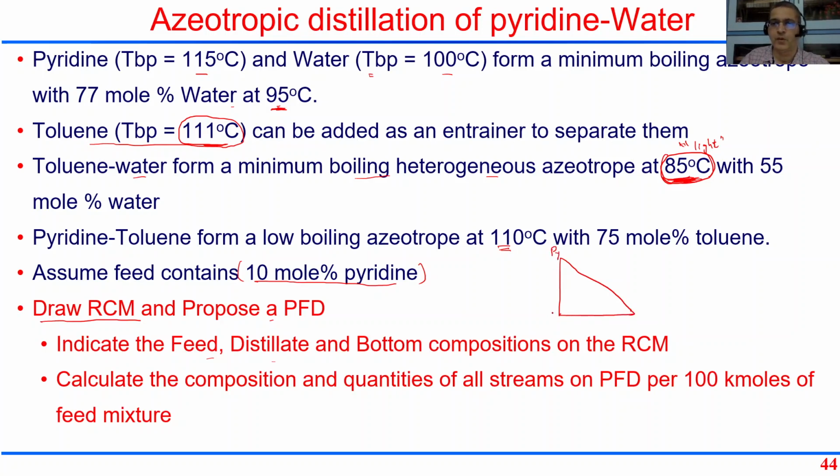Pyridine here, water here and toluene here. Remember, water and toluene form a two-phase mixture, a heterogeneous region. So in a triangular diagram we show that two-phase region in this manner. This is the region and these are called tie lines. Do you remember that from your undergraduate course?